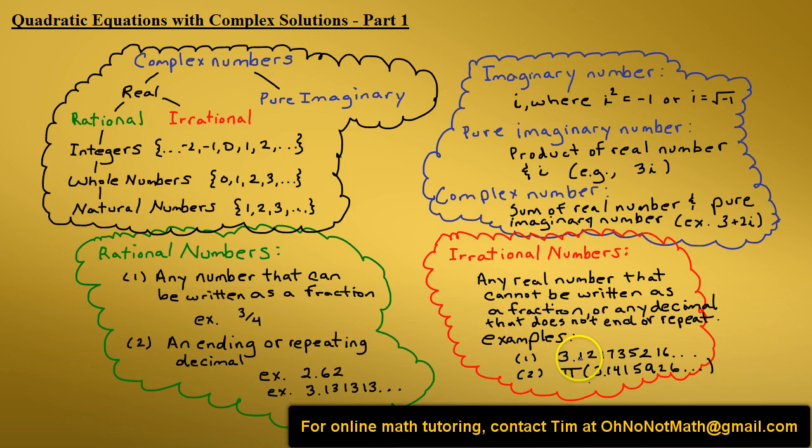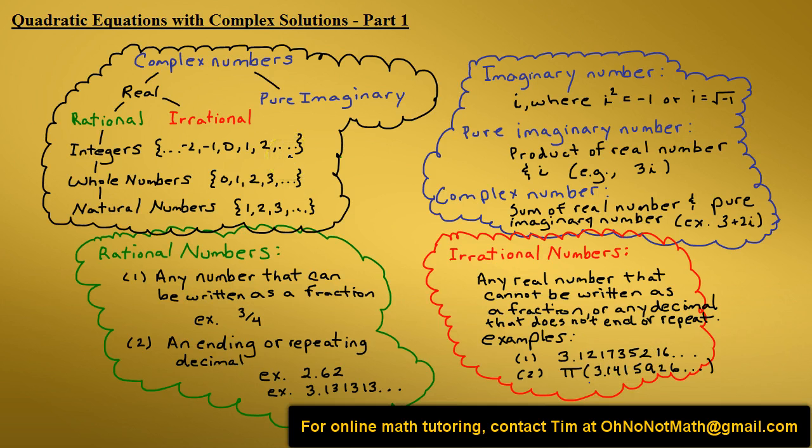So what are some examples of irrational numbers? Well, one would be 3.121735216 and so on. Notice that it does not end. That's what the 3 dots mean. It just continues to go into infinity. And it does not repeat. There's no repeating pattern in these numbers. Another example of an irrational number is pi. The numeric value for pi is 3.1415926 and so on. Again, notice that it does not end and there's no repeating pattern.